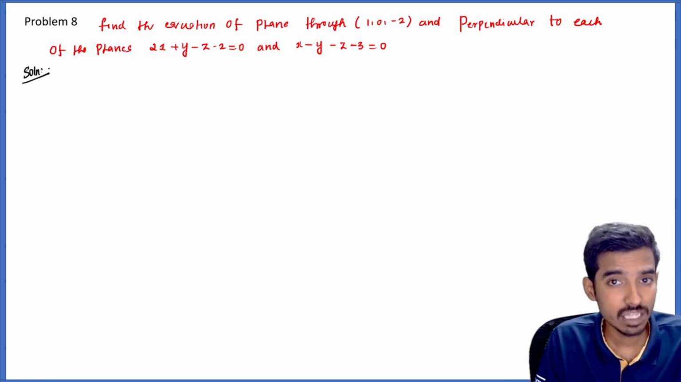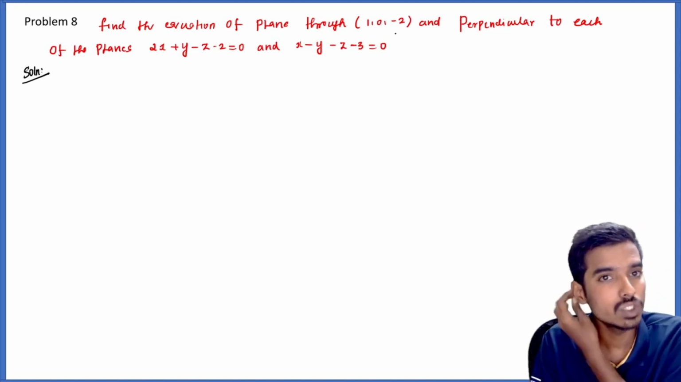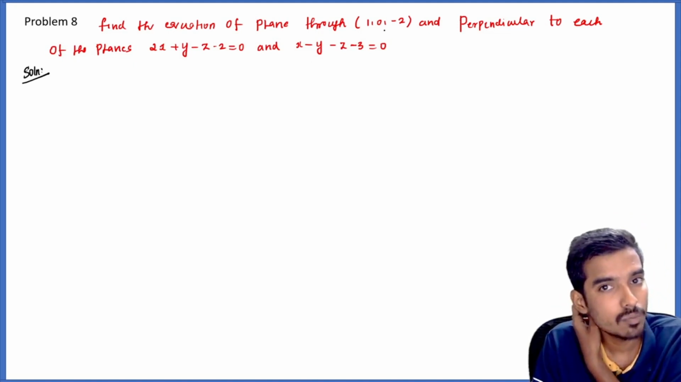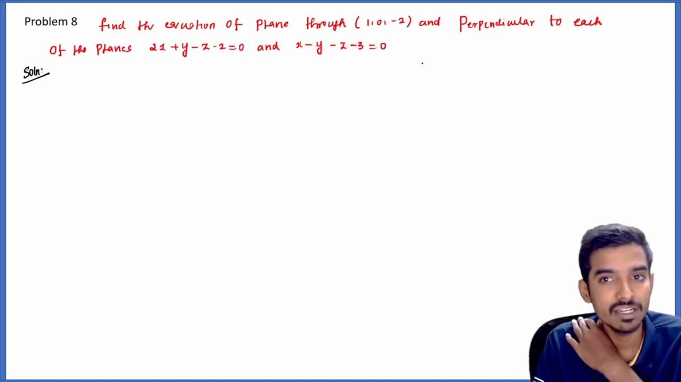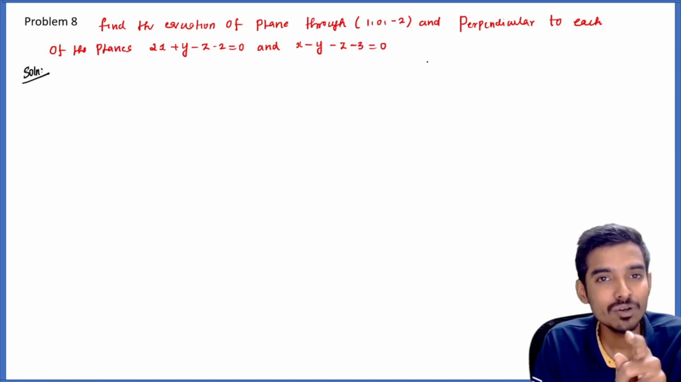To find an equation of plane passing through the point (1, 0, -2). First, that plane has to pass through the point (1, 0, -2). Right? So what is an equation of plane passing through the point? Very important, right? I have already given the note in the very first class.